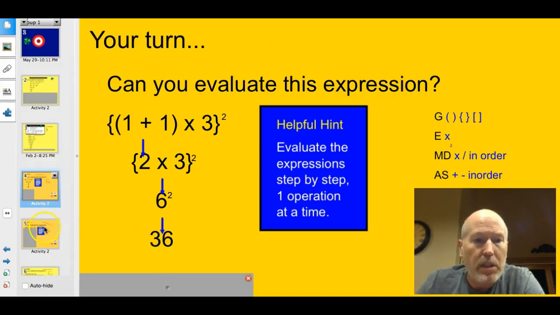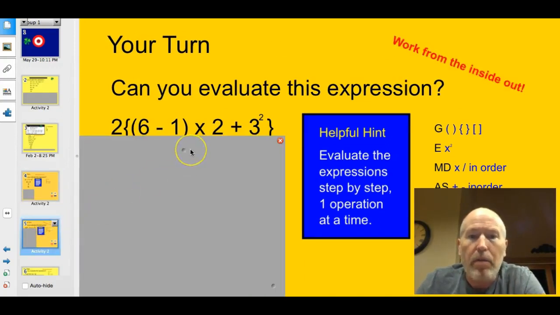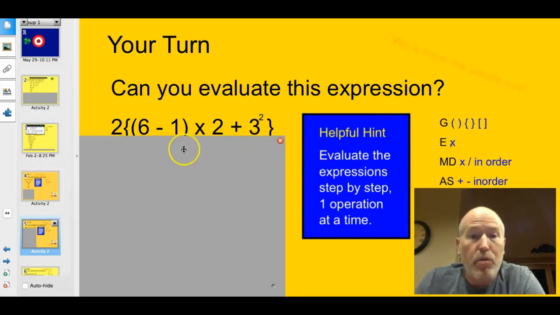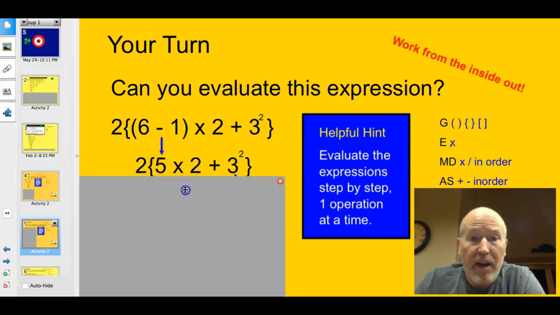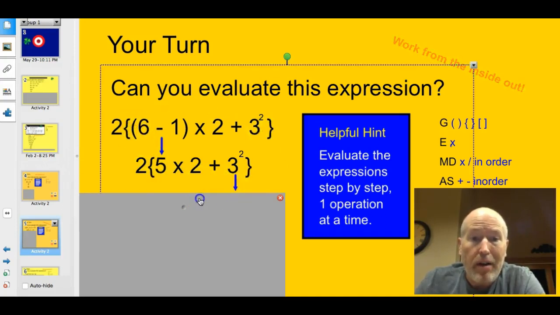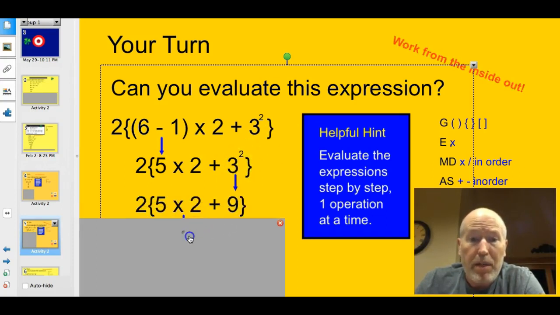Let's try something a little bit harder. Here we go. Give this one a go. Go ahead and pause the video and try this one. Okay, once again, did you work from the inside out? If you did, you would have started with 6 minus 1, and that's 5. Okay, the next set of brackets is quite large. There's a lot going on in there. Well, inside those brackets, you have to go to exponents next. So 3 squared becomes 9.